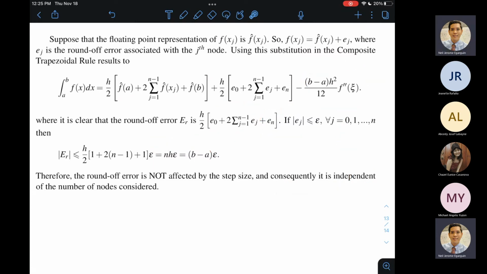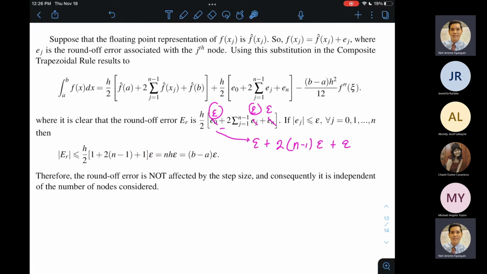Okay, now if we assume that each of the E sub j's is bounded by the machine epsilon, we can replace each with epsilon. So we'll have epsilon plus twice the sum of the epsilons. The sum of how many? N minus 1, sorry, the sum of n minus 1 epsilons, plus epsilon. Then factor out epsilon, and we get 1 plus twice n minus 1 plus 1. The multiplier epsilon times h over 2 stays outside.